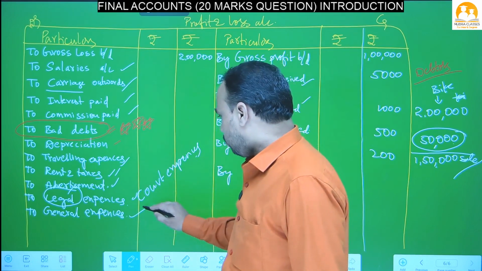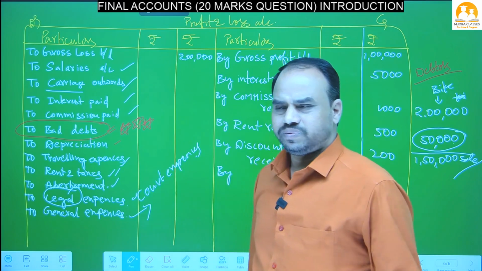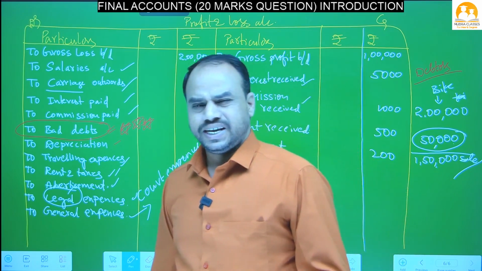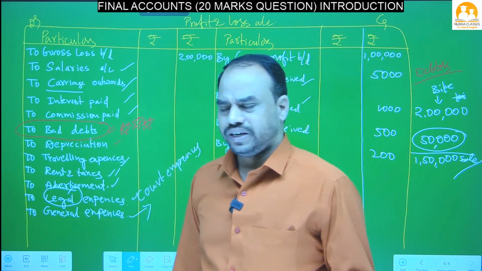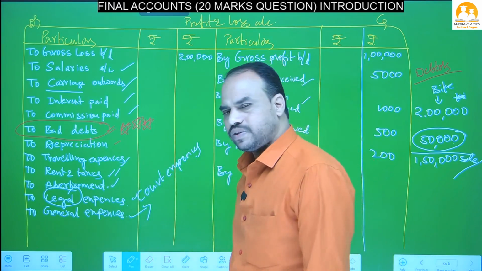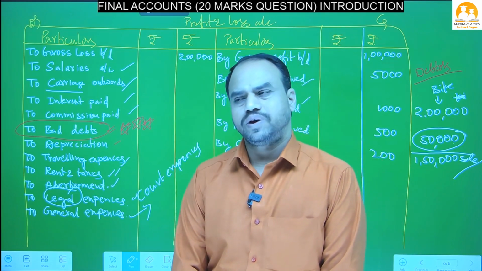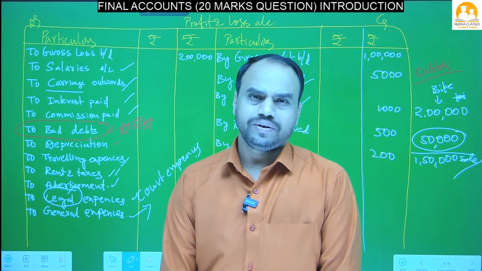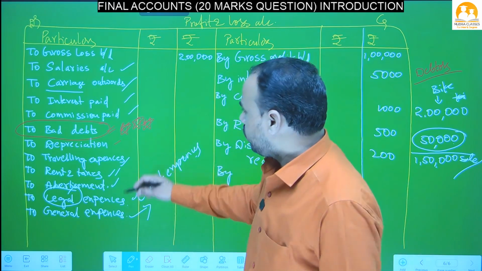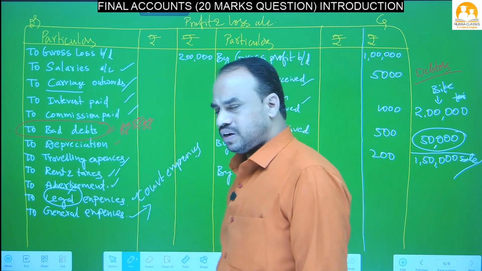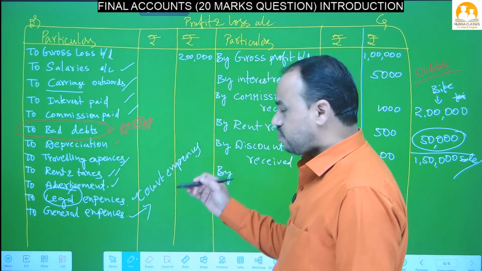Okay. Next, what is general expenses? General expenses means any item can come there: tea expenses, xerox expenses, like that any expenses will come. Okay, so this is the format of the profit and loss account, beta. You have to remember, and as I already told you, there are so many items on the debit side of the profit and loss account.